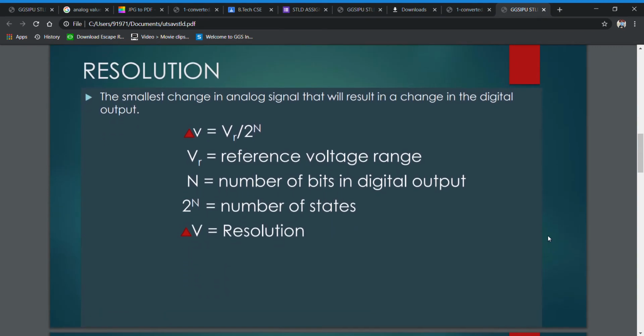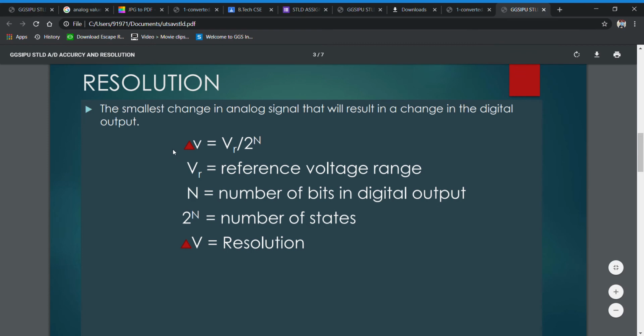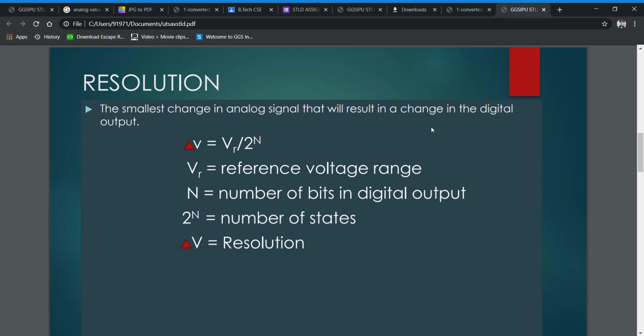Resolution. Resolution is the smallest change in analog signal that will result in a change in the digital output. That is, a small change in analog signal decreases the quantization error, so we get a more approximate result. For that, the formula for resolution is del V = VR divided by 2 to the power n, where VR stands for reference voltage range, n stands for number of bits in digital output, 2 to the power n represents number of states, and del V represents the resolution.